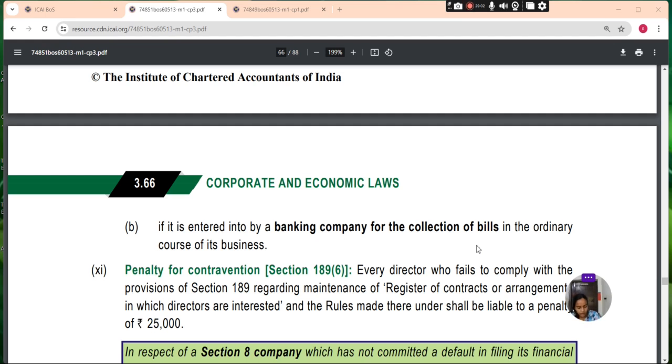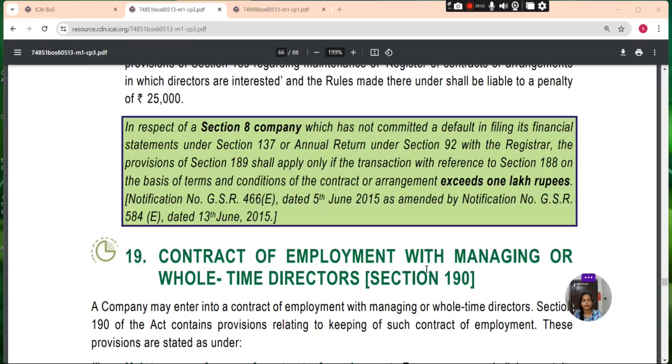कितने की penalty? For the rupees 25,000. उसके बाद आता है हमारा in respect of section 8 companies which has not committed a default in filing its financial statement under section 137 or annual return under section 92 with the registrar. The provision of section 189 shall also apply only if the transaction with reference to section 188 on the basis of the terms and condition of the contract or arrangement not exceed 1 lakh rupees से ज़्यादा exceed ना करे.